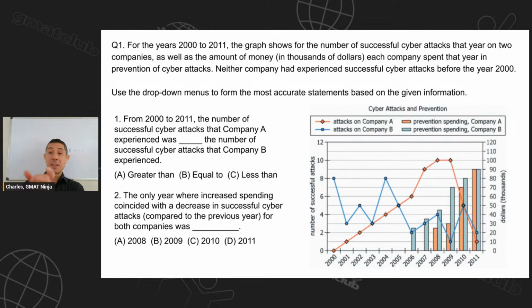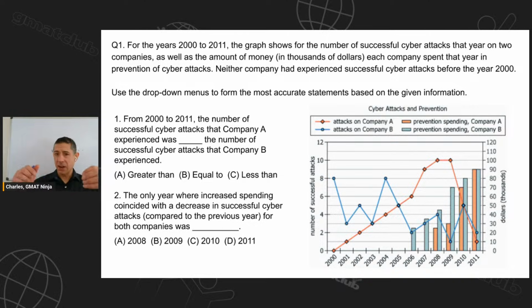And then you come over to the period 2006 to 2010, where A is getting attacked a lot more often, and that gap is huge in some cases. So 2006, you've got a gap of about 4. 2007 looks like you've got a gap of, oh, what is that? I don't know, 5 or 6. 2008, the gap, again, looks like about 6. So A is definitely getting attacked more. So our answer for that first one is going to be A. A's attacks are greater than.